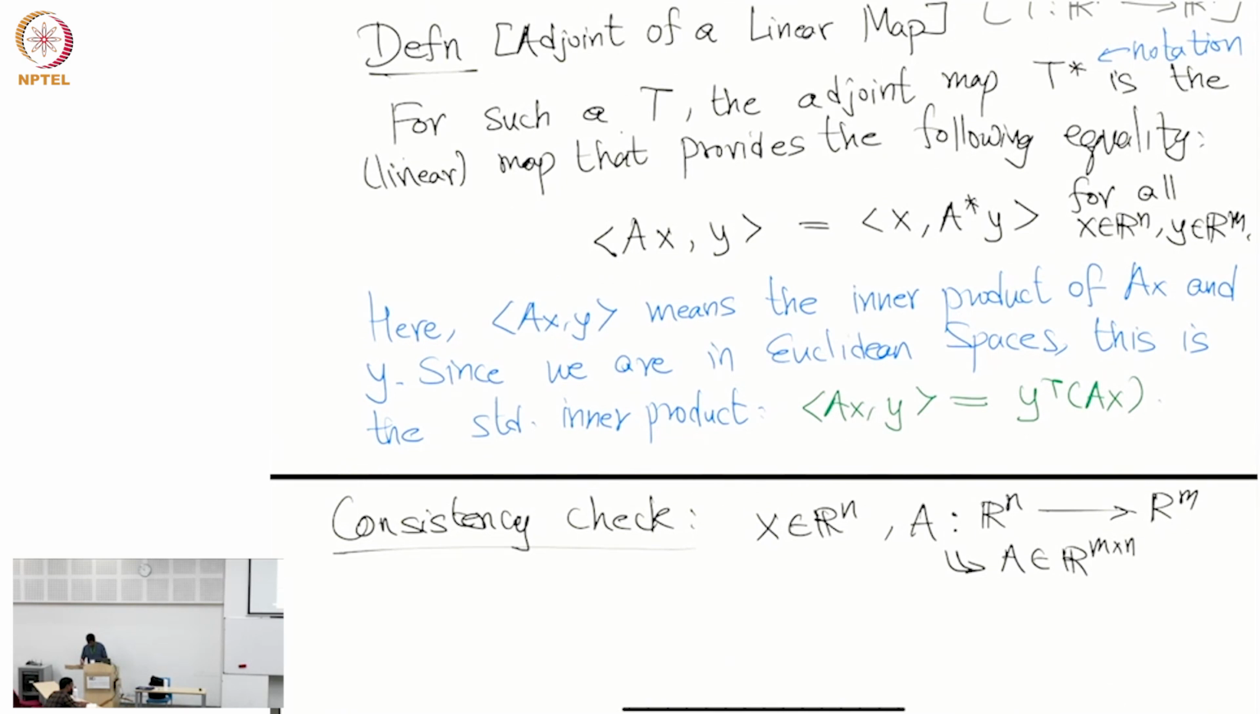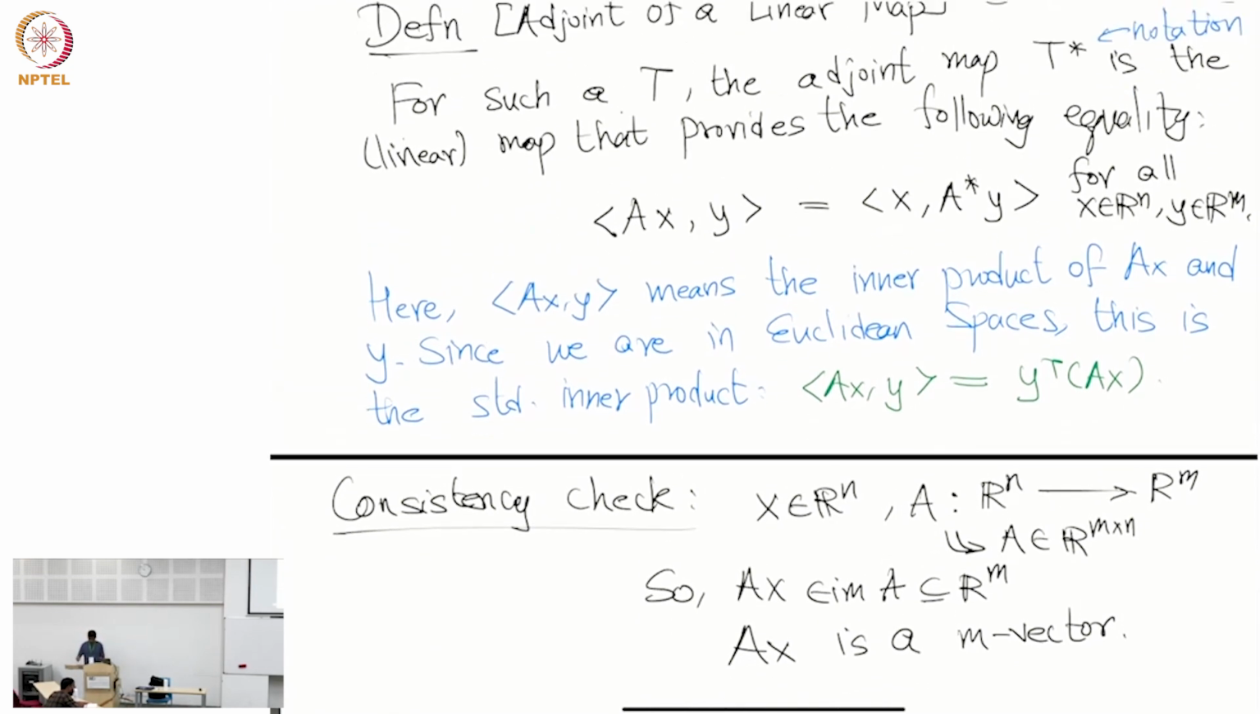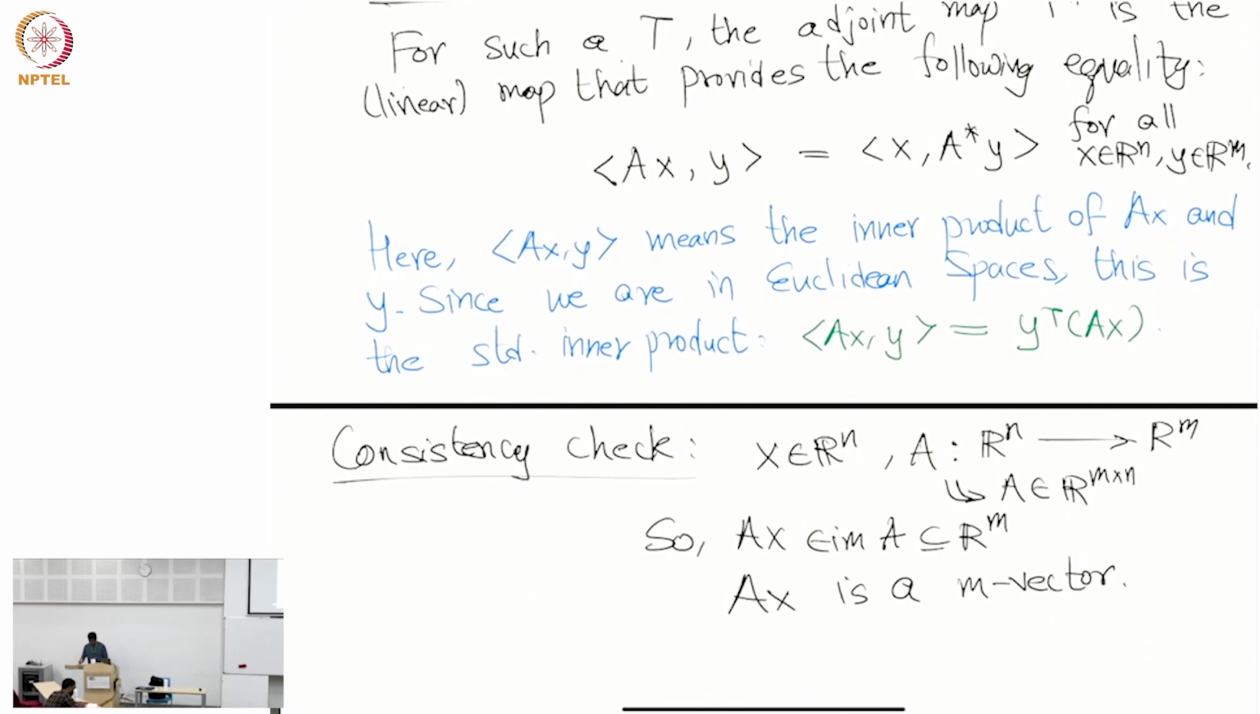And so Ax, we already defined it, is going to be in the image of A, which is a subset of Rm. Ax is an m vector. Okay. So Ax is going to be an m vector because you can check this, right? It's m cross n multiplying n cross 1, so it's an m vector.